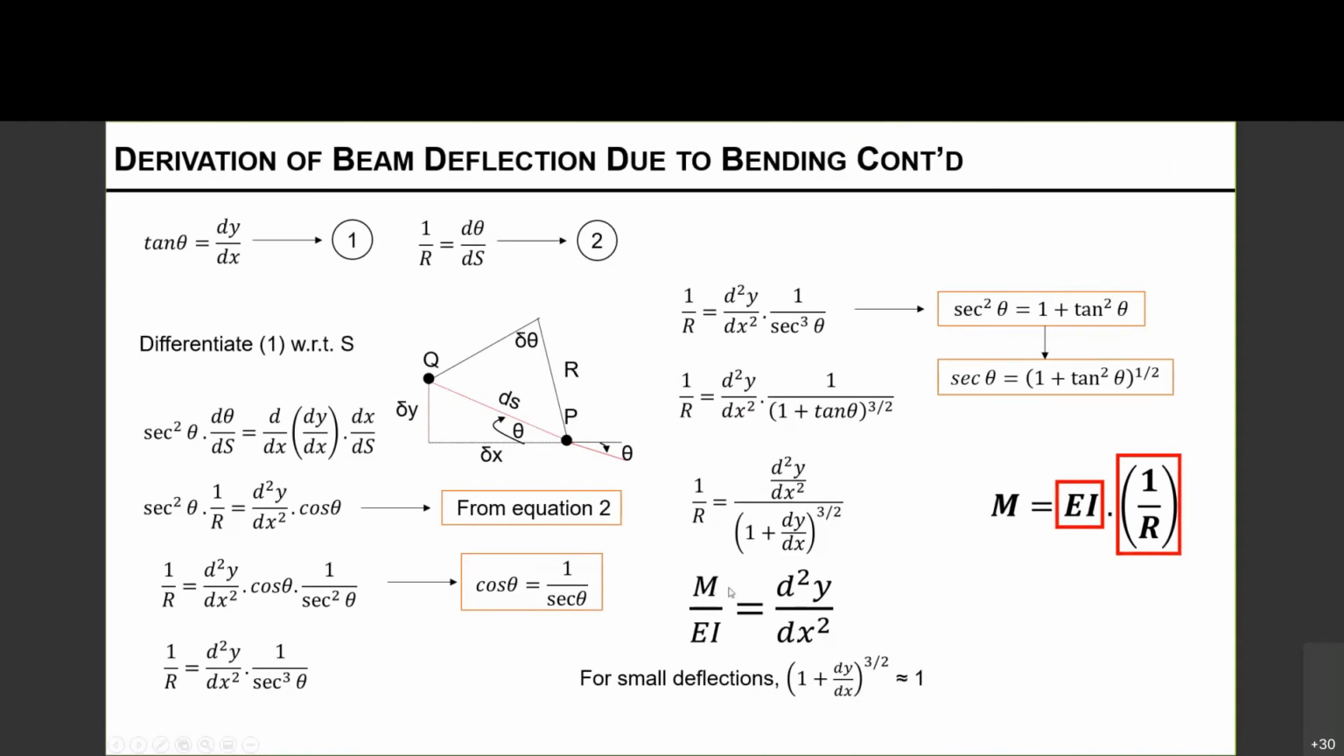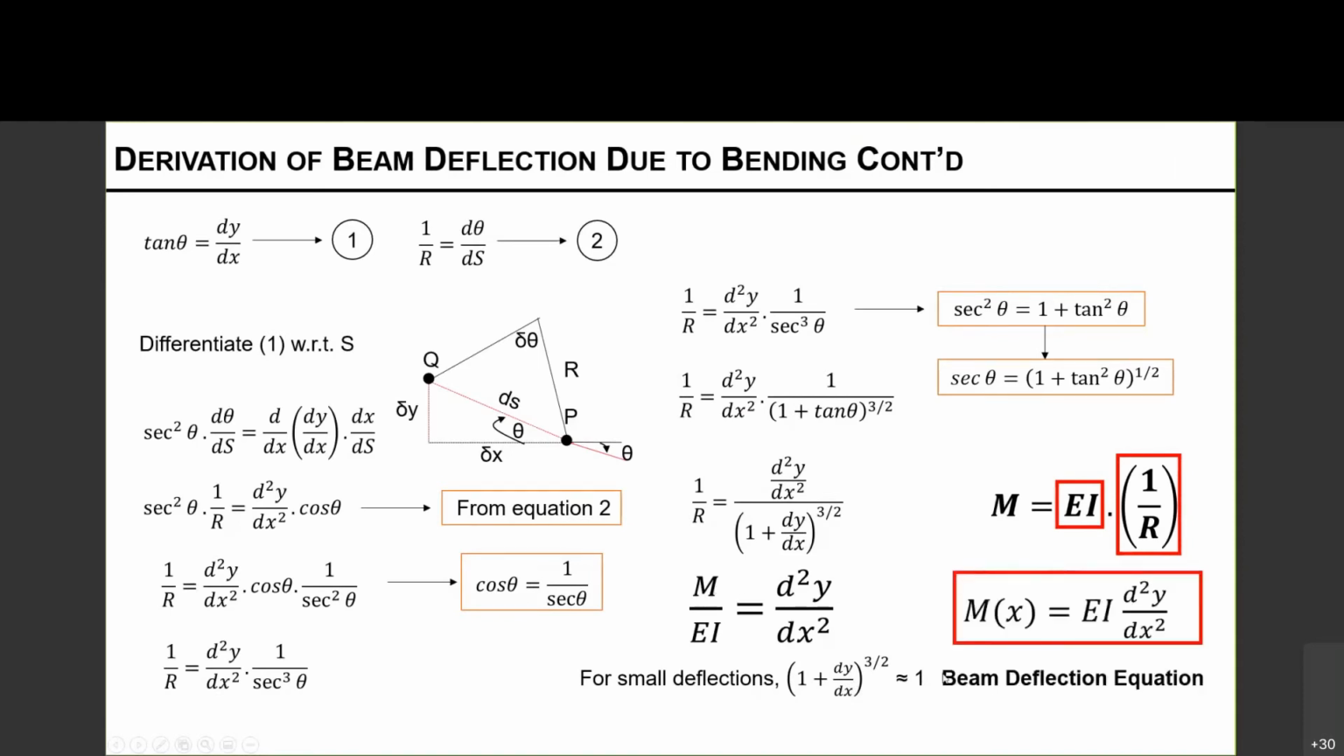Therefore, our derivation shows us the beam deflection equation is such that M equals EI d squared y over dx squared. I used x over here because this moment is a function of x. This is the operator, right? d squared over dx squared is the operator with respect to x.